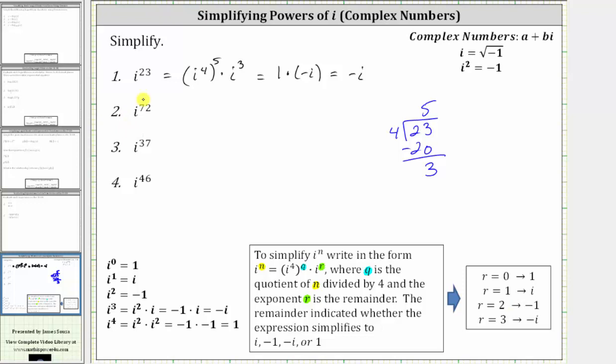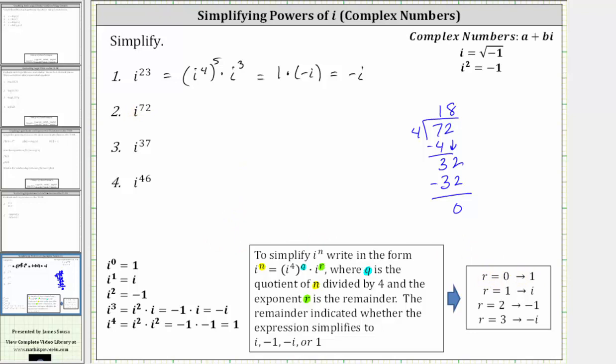Next we have i raised to the power of 72. We begin by dividing 72 by 4. There's 1, 4, and 7. We subtract. Difference is 3. Bring down the 2. There are exactly 8 fours in 32. 8 times 4 is 32. We subtract. The difference is 0. So we have a quotient of 18, so q is 18. The remainder is 0, and therefore r is 0. Because r is 0, i to the 72nd power will simplify to 1.